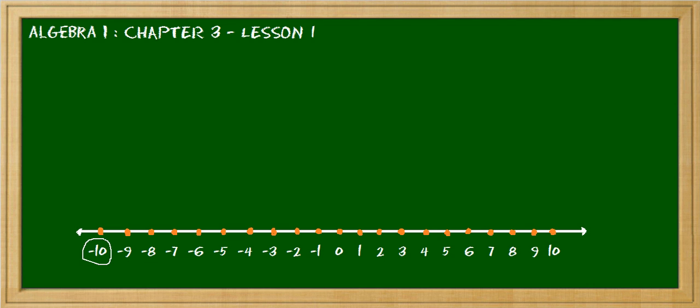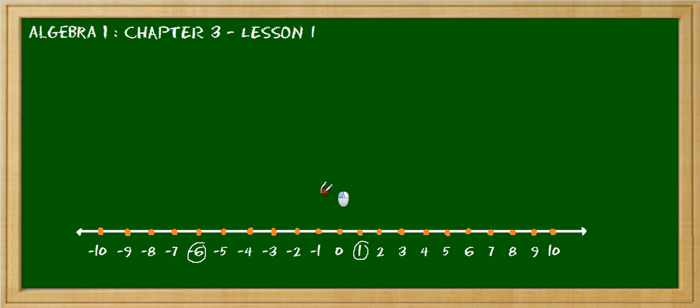Okay, now let's go on to our next one. We have negative 6 and positive 1. Okay, negative 6 and positive 1. So let's circle negative 6 and positive 1. Now, what's the distance? Well, I know that to get from negative 6 to 0 would be 6 steps, right?